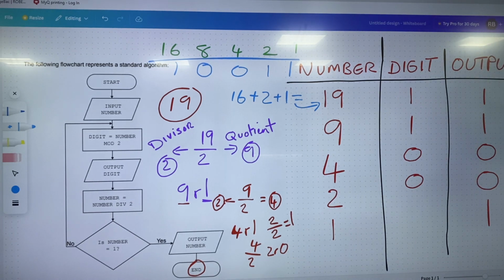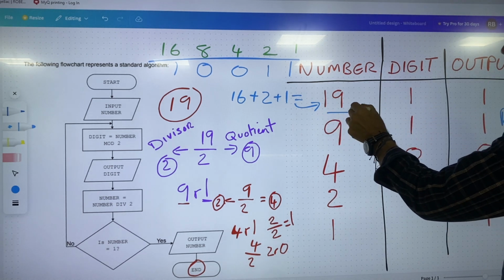So I've done a reverse. I've taken 19, I've turned it into a reverse binary number. So what is it doing? This here is giving me a binary representation. So it's created a binary representation of the number 19.